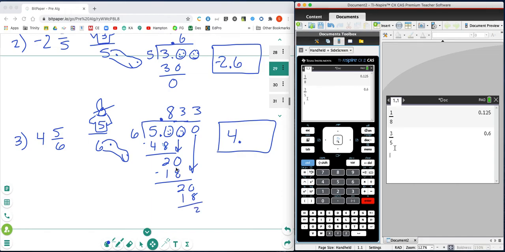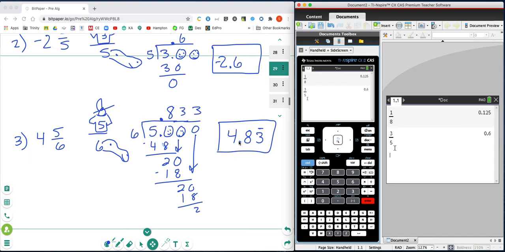Now, we see that this is going to just repeat. So my answer is going to be 4.83 with the repeating line only over the 3. I can't write the repeating line over the 83 because that would mean 83, 83, 83. But the 8 is not repeating. So the repeating line goes over the 3.